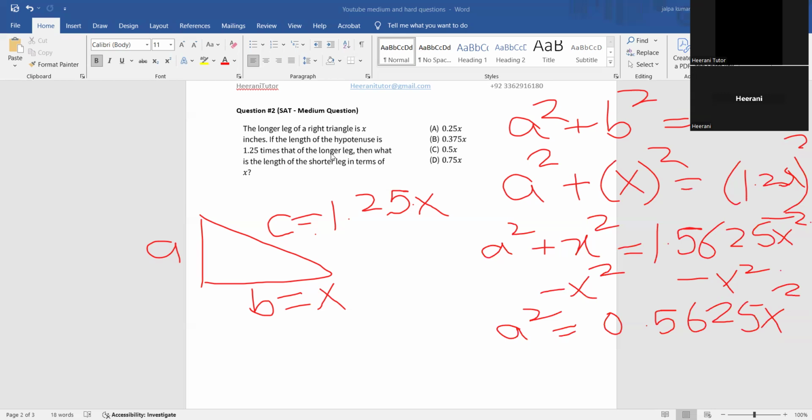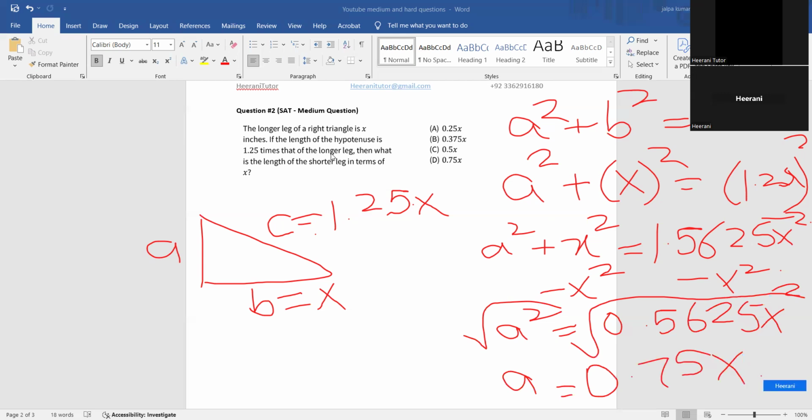So you guys have to be very careful what is being asked. So you just take a square root. These are the common mistakes that every student makes under pressure of the exam. So just be aware of what is being asked and how you have to do it. Just make a plan of that. A is equal to the square root of 0.5625, that's 0.75 X. That means our answer is option number D.